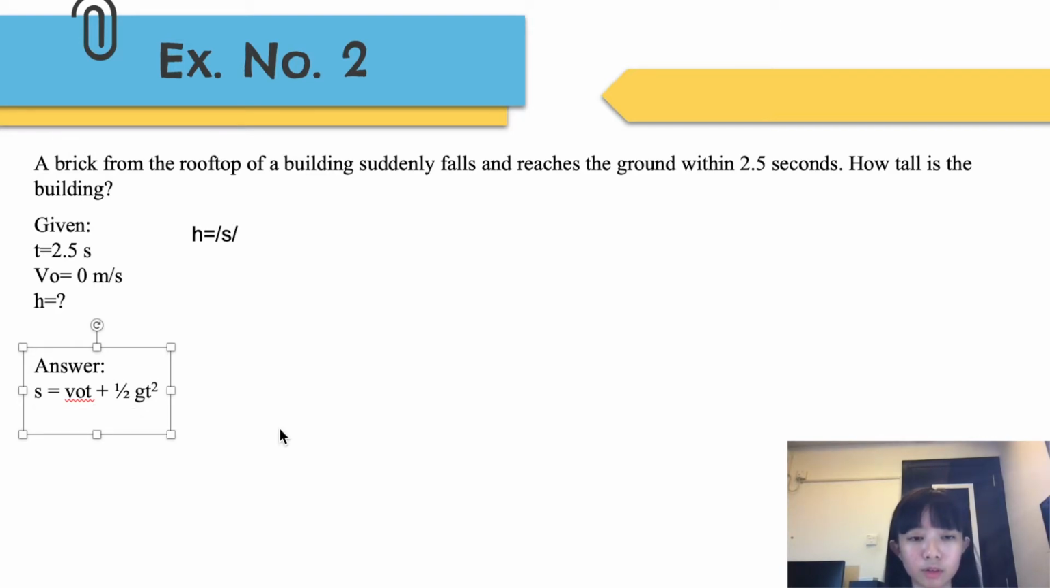Now we are going to substitute the values into this equation. Displacement equals the initial velocity, which is 0, multiplied by the time, which is 2.5 seconds, plus 1/2 times the acceleration due to gravity, which is negative 9.8, and multiplied again by the time squared.